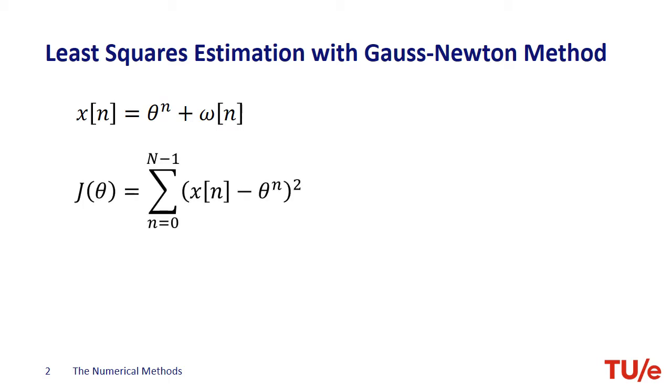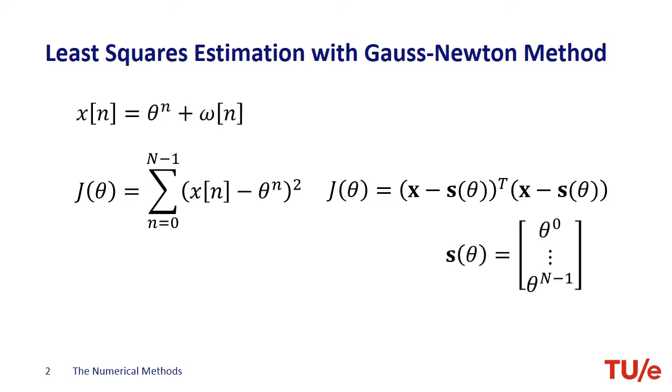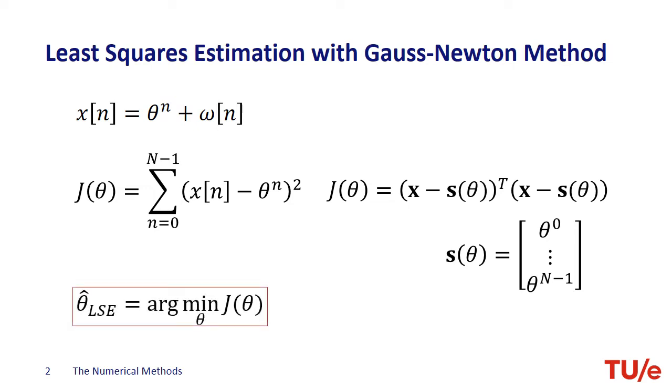The least squares estimation is derived starting from the squared error term, which is also written in terms of a vector multiplication. The signal vector S theta is a column vector that consists of the exponential signal terms. The least squares estimation is obtained by finding the value of theta that maximizes the squared error cost function.